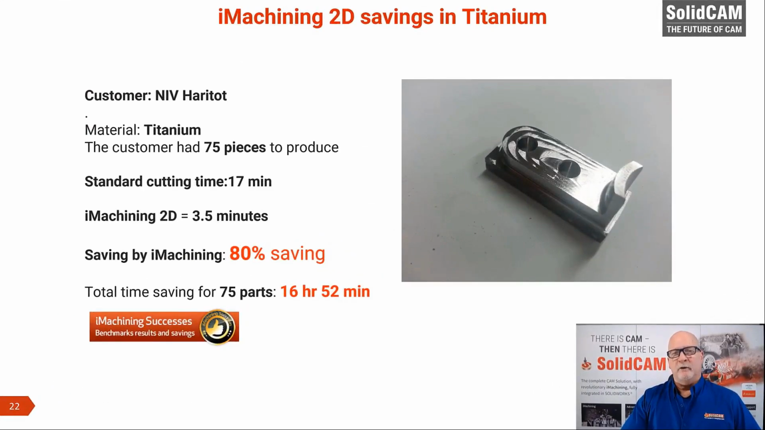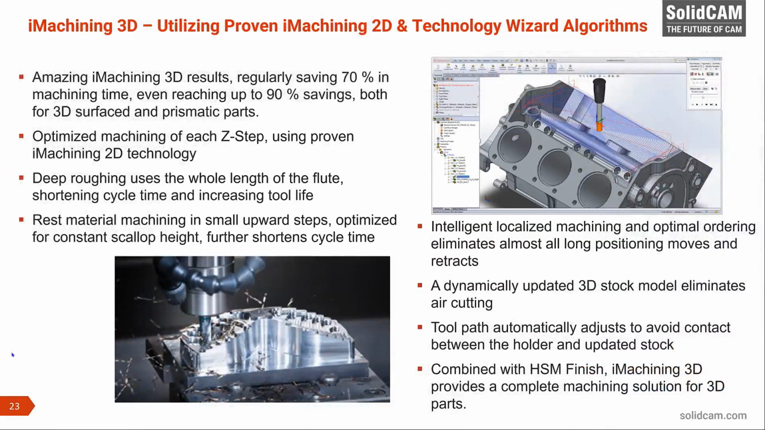Whether it's soft materials like aluminum, where we really need to consider the induced forces along with the cycle time, or if it's tough to cut materials like this titanium part, the savings that our customers are realizing using iMachining are staggering. Again, this example here demonstrates an 80% reduction in cycle time with iMachining. iMachining 3D can provide savings even more exciting than the 2D mode, pushing the limits with even up to 90% savings being realized in certain cases.